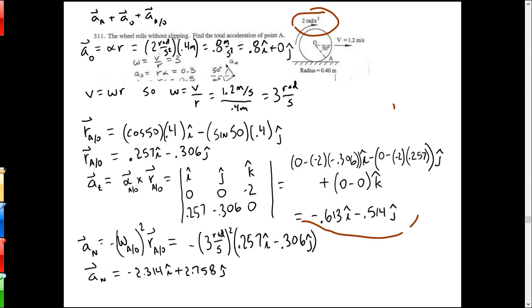And then for the normal acceleration, you square omega, there's a negative sign, and then you multiply it by R. So 3 squared is 9. Now the sign on the omega doesn't matter because you're going to square it, it's going to go away. But there's always that negative sign out front. That's part of the formula, so that stays. So that'll be negative 9 times 0.257i minus 0.306j, which is R there. And that'll get you A sub n.